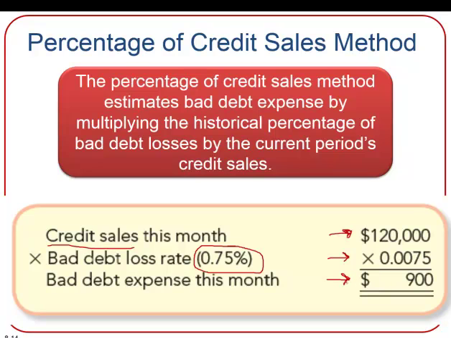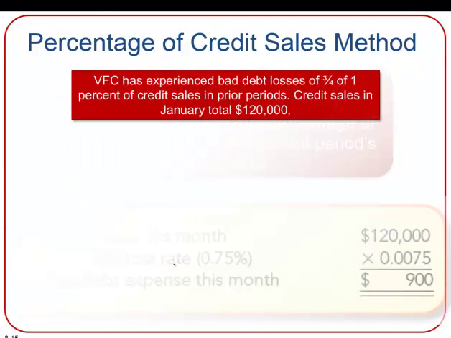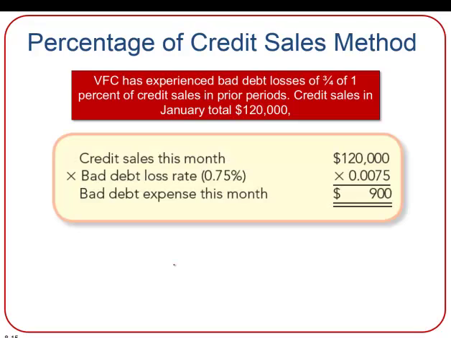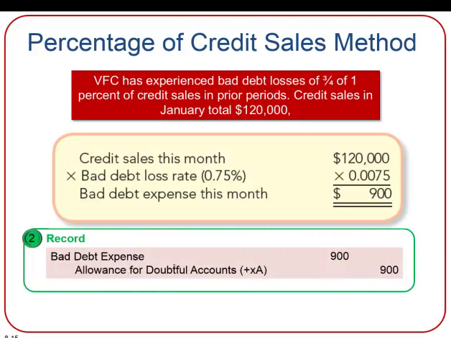So in this example, for the percentage of credit sales method, we are solving for the bad debt expense. So here we solved for the $900 of bad debt expense. And we'll go ahead and expense that amount and enter the same amount into that reserve account, the allowance for doubtful accounts.